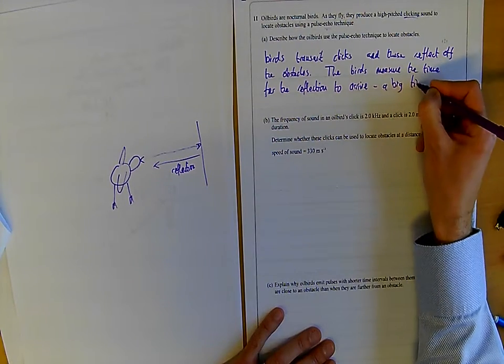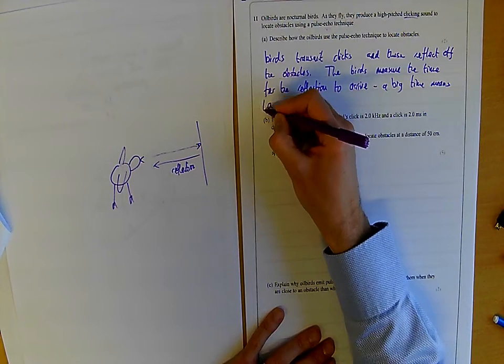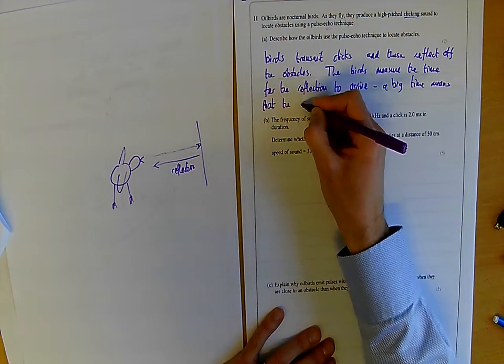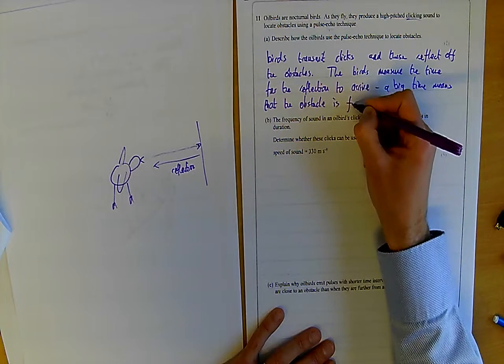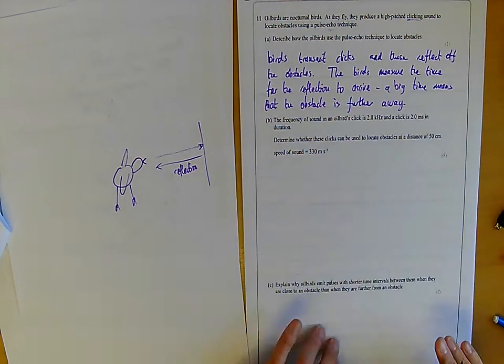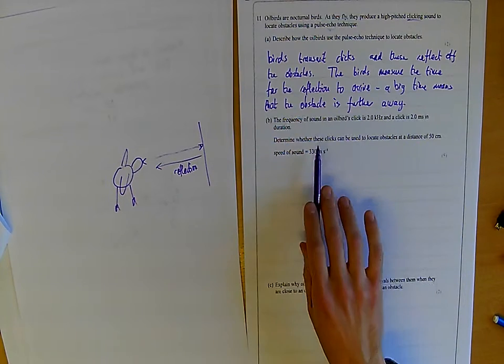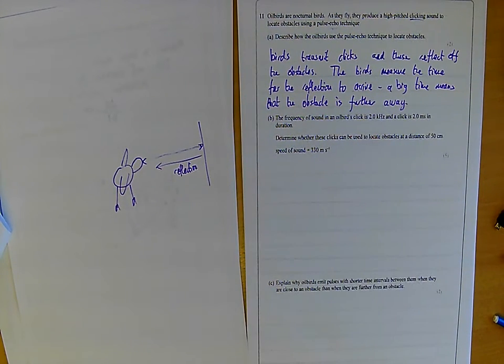A big time means that the obstacle is further away. Okay, so the frequency of sound in an oilbird's click is 2 kHz, and a click is 2 milliseconds in duration. Determine whether these clicks can be used to locate obstacles at a distance of 50 centimetres. 5 marks.